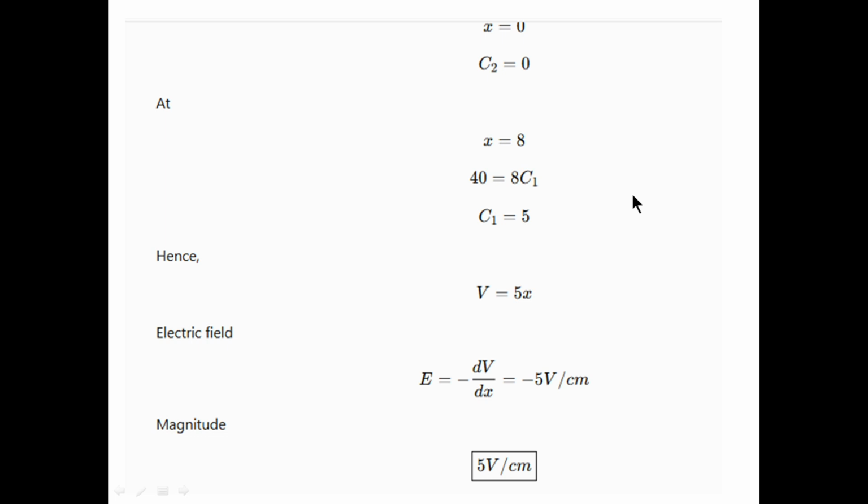So this is all about the numericals related to boundary value problems.